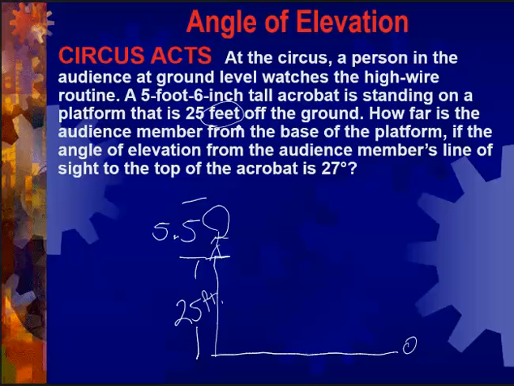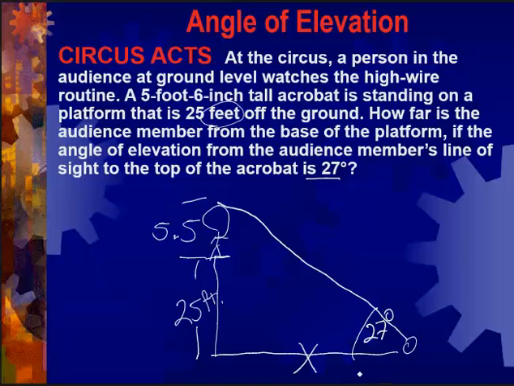How far is the audience member from the base of the platform? So we're trying to find this value right here. If the angle of elevation, here's my angle of elevation, from the audience member's line of sight to the top of the acrobat. So we have to know where he's looking. He's looking at the top of her head. And we know that that angle is 27 degrees. So there's my picture. I took it one phrase, one sentence, one chunk of information at a time and was able to draw a picture that will help me solve this problem.